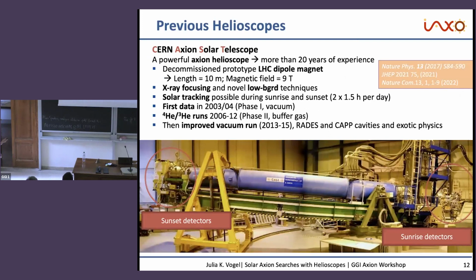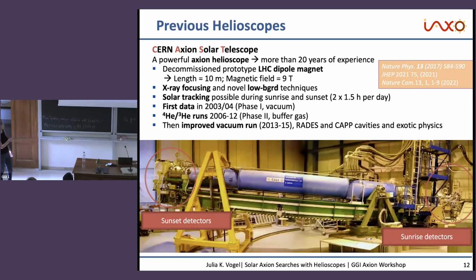The key piece is a 10-meter long, 9 Tesla superconducting magnet, which is one of the LHC prototype dipole magnets. Prototype because it has a straight bore instead of a bent bore like the current LHC magnets. So it's ideal for the CAST search. For the first time in CAST, X-ray focusing devices were used, 1 or 2 at a time, to cover some of the 4 accessible ports.